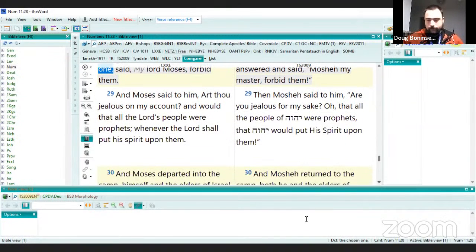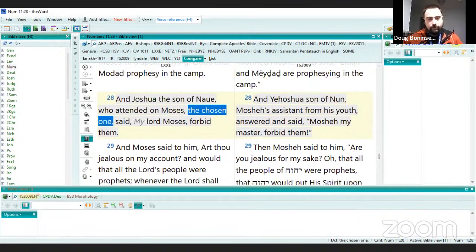All right, so let me see here. We're going to go to the next one. So that was Numbers 11:28. The LXX has a chosen one. It's not there in the Masoretic.